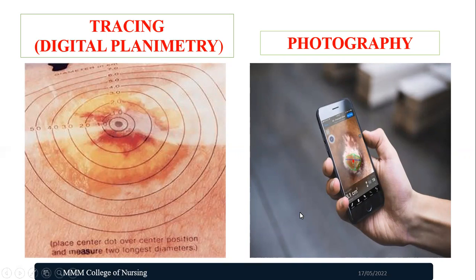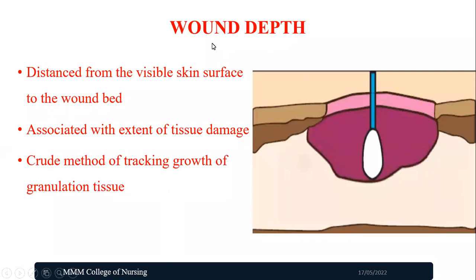Benefits of taking photographs are that it prevents litigation and acts as a permanent record of the wound. Serial photos can show progression towards healing, and can be used as a teaching tool. It is more reliable compared with the other method of tracing, accurate, and improves measurement consistency. It has no contamination, no damage to the wound bed, and is a less painful procedure. Next, we'll see measuring the wound depth. Depth means the distance from the visible skin surface to the wound bed.